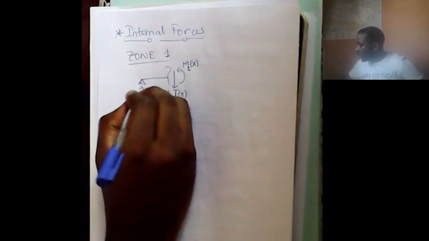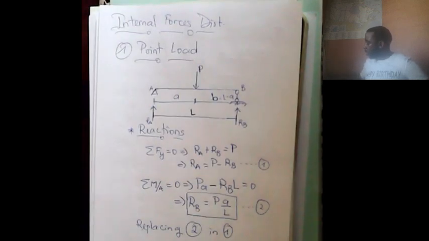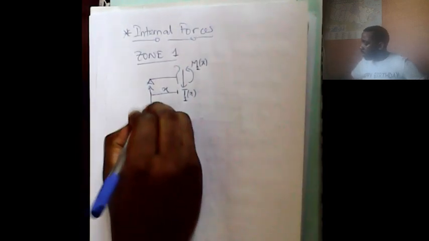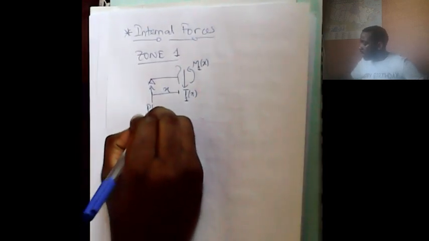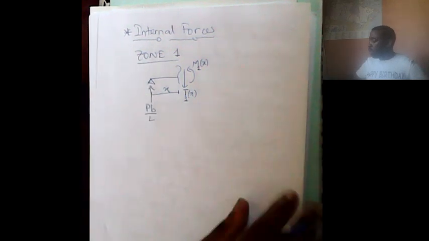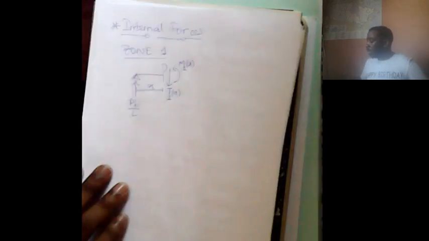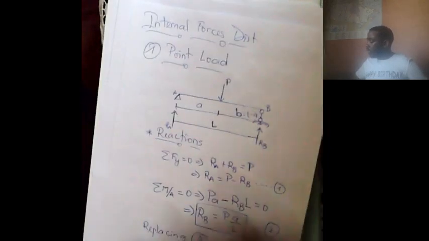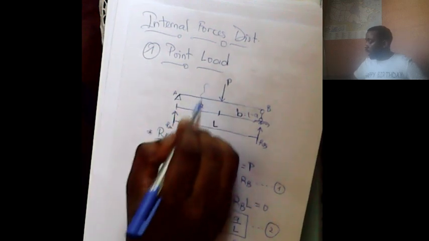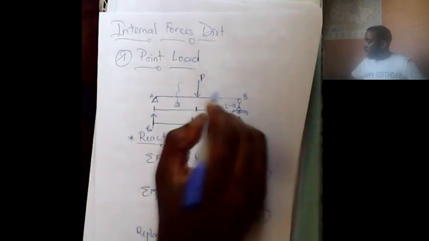And all that I see here is RA. RA was the value of RA here, Pb on L, right? So I'll have here P times b divided by L. That's the reaction that I'm having here for zone 1. As simple as that. Okay. So this is where I'm having my cutting for zone 1. And this is where I'll be having my cutting for zone 2.